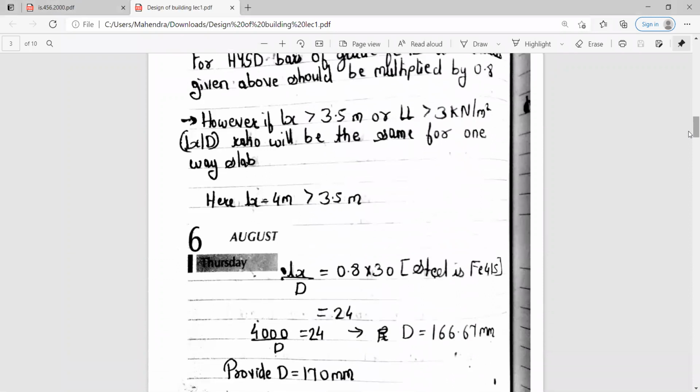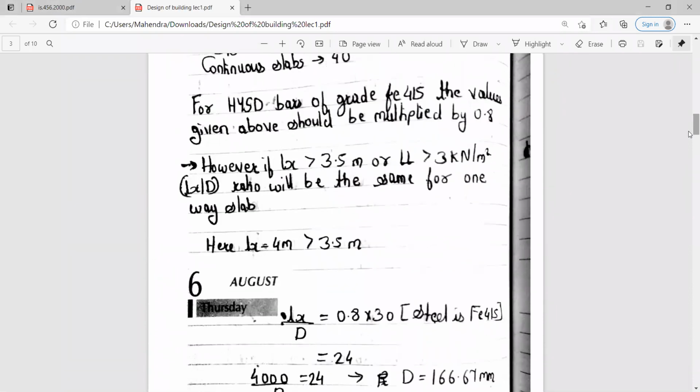Okay. However, if Lx is greater than 3.5 meter or live load is greater than 3 kilonewton per meter square, the Lx by d ratio will be the same as for the one-way slab. So this condition is also being satisfied. If the value of Lx is more than 3.5 and live load is greater than 3 kilonewton per meter square, so the Lx by d ratio will be the same as for the one-way slab also. Here your Lx value is 4 meter, which means it is greater than 3.5 meter.